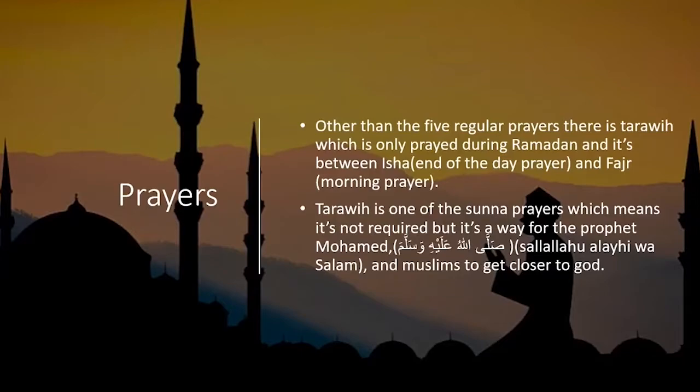Muslims normally pray 5 times a day all year long. There's Fajr, which is in the morning. There's Dhuhr, which is noon, Asr, which is evening, Maghrib, which is sunset, and Isha, which is at night. In addition, there's Tarawih, which is a prayer that's only prayed during Ramadan, and it's between Isha, the night prayer, and Fajr, the morning one.